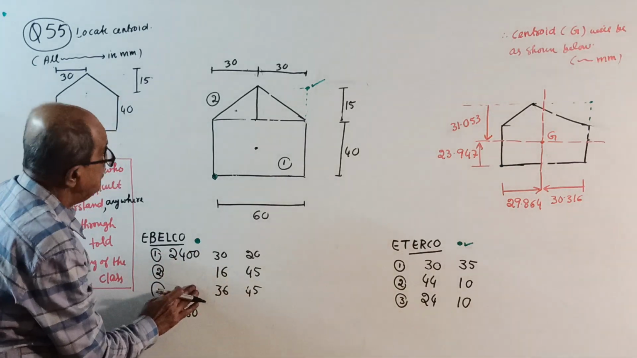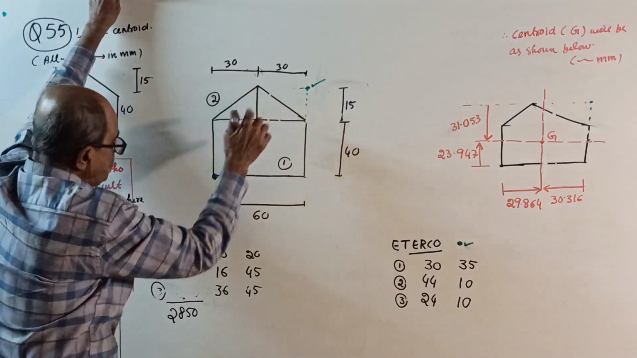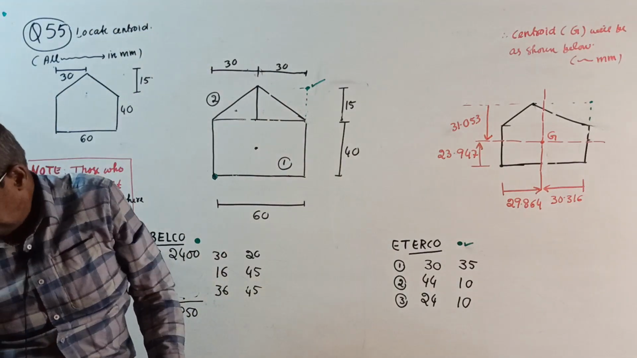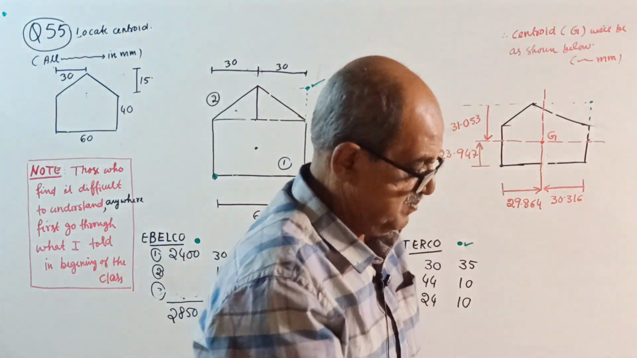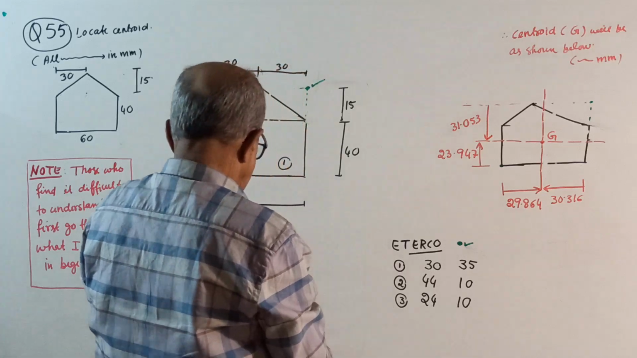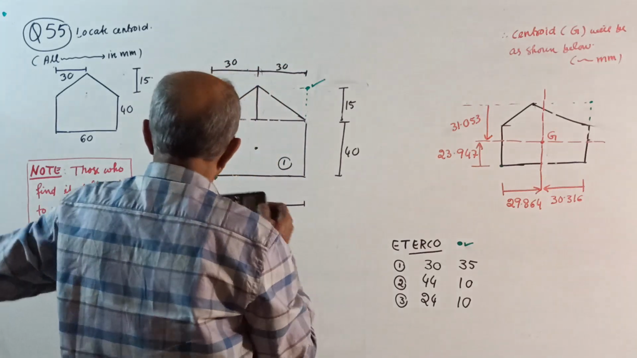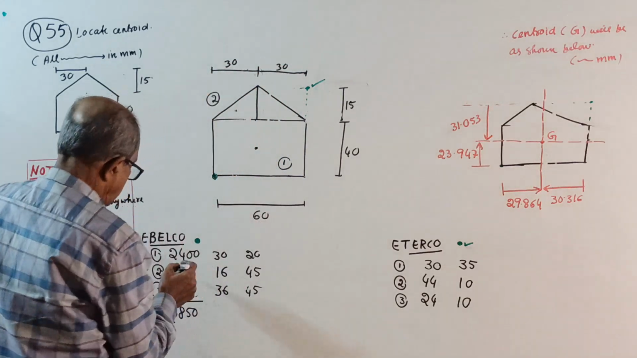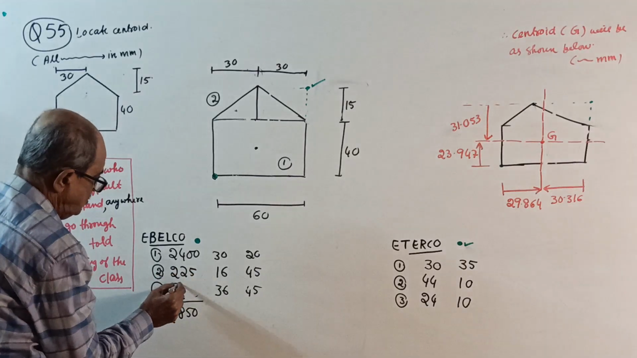But these two areas will change. 30 into 15, 225, I think. Correct? 225, most probably. One minute. How much is it? 30 into 15 into 0.5. Yes, 225. This area is 225, and this area also 225.